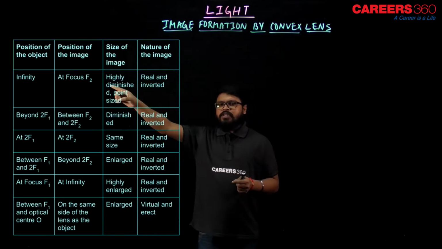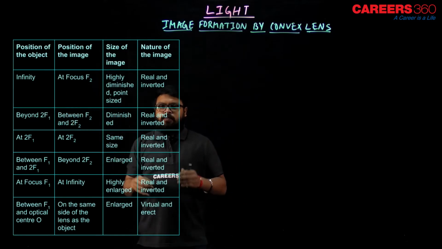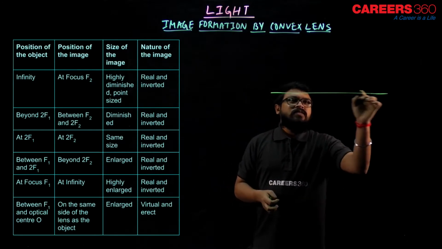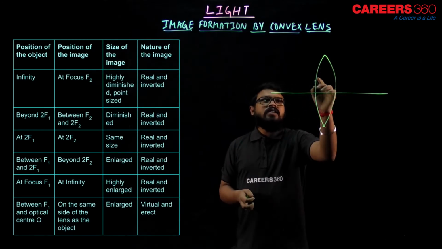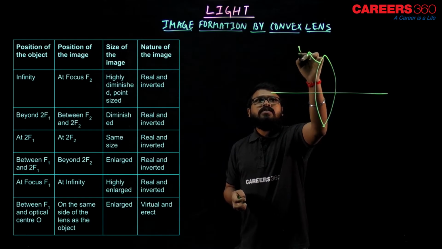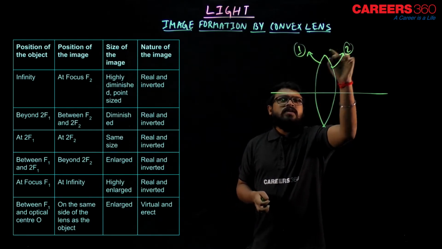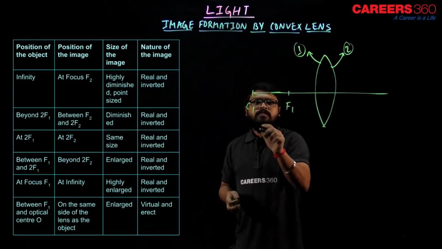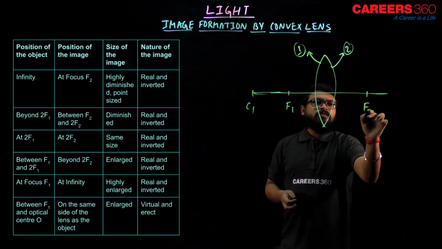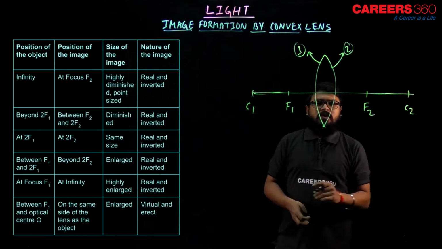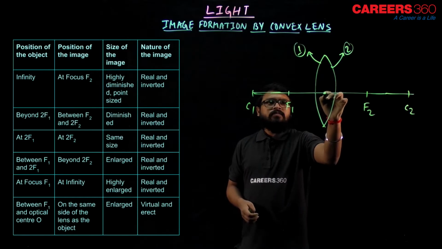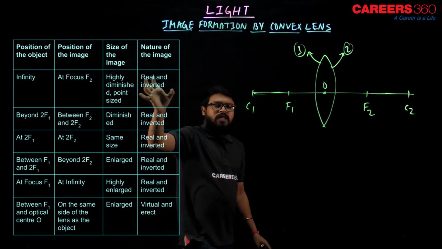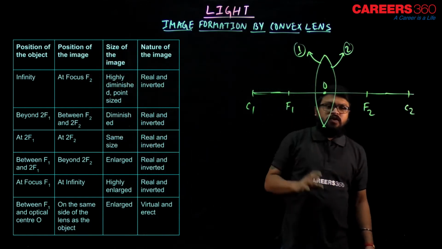First one, position of the object is at infinity. Position of the image is at focus f2. If this is our convex lens, this is our surface 1 and this is our surface 2. For surface 1 this is f1, this is our c1 suppose. For surface 2 this is our f2 and c2, and this is our optical center. So, if the object position is at infinity, position of the image is at focus f2, as we already know.